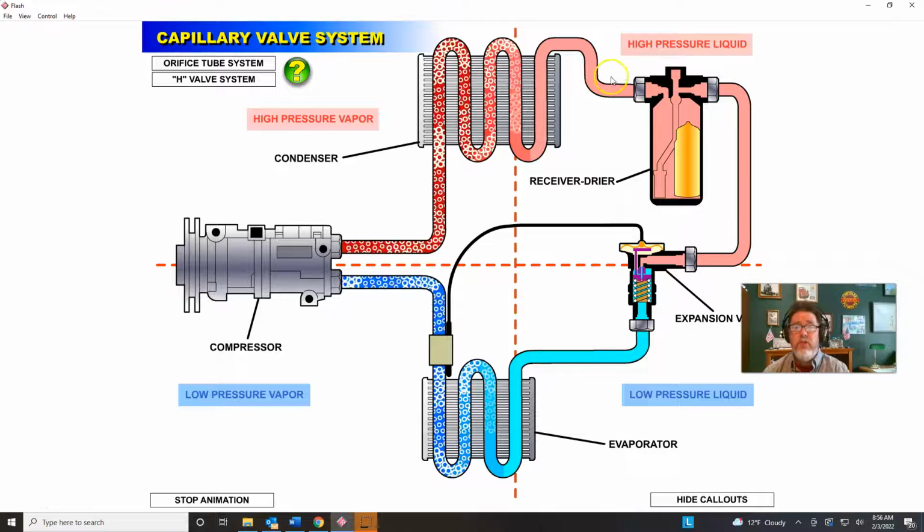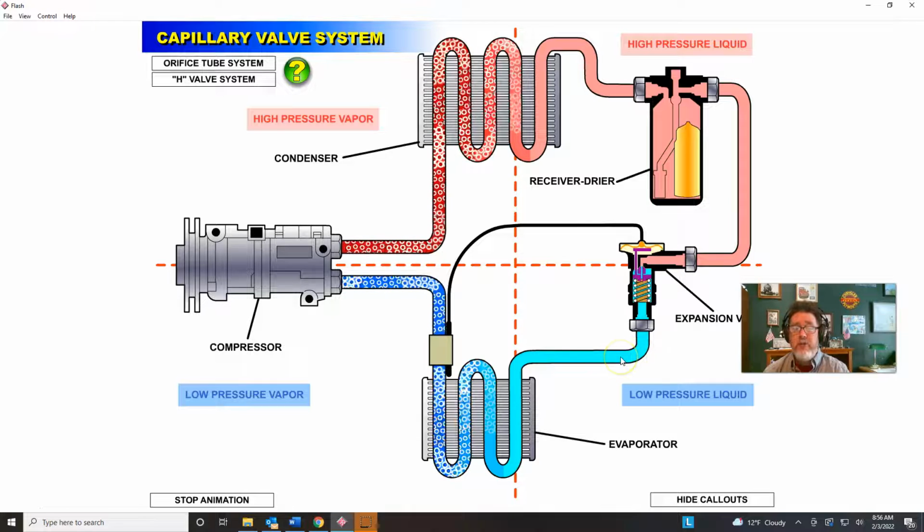If it's warm going in and cool going out, then that means that there's a restriction in the receiver dryer, which you don't want. That's a problem. So it should be warm going in, should be warm going out, up to the point of the expansion device. So right before the expansion device, it's going to be warm if you grab that line.